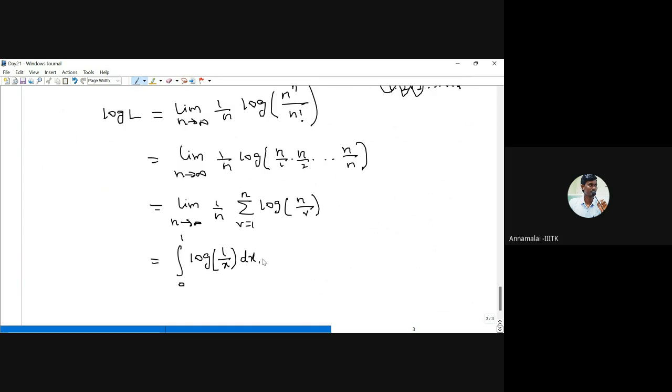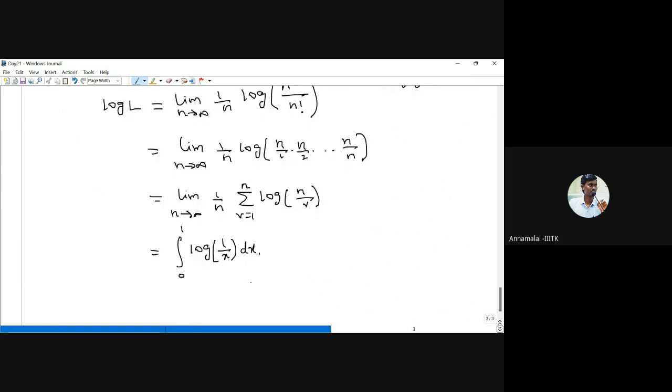Therefore, 1/x. Now this is actually the log of a/b format, so we write log a minus log b. Therefore, this is nothing but the integral from 0 to 1 of log of 1/x, which is log 1 minus log x, into dx. And we know that log 1 is 0. Therefore, minus the integral of log x from 0 to 1.